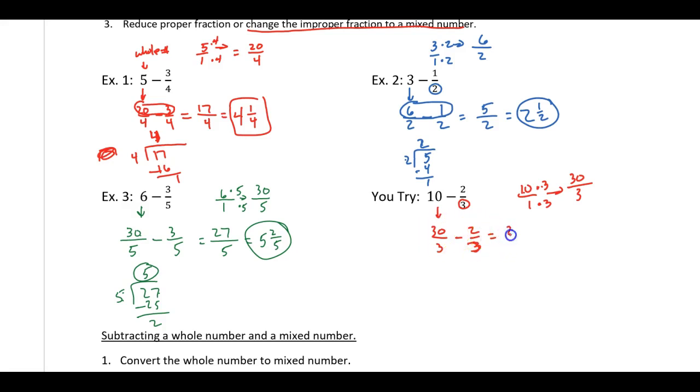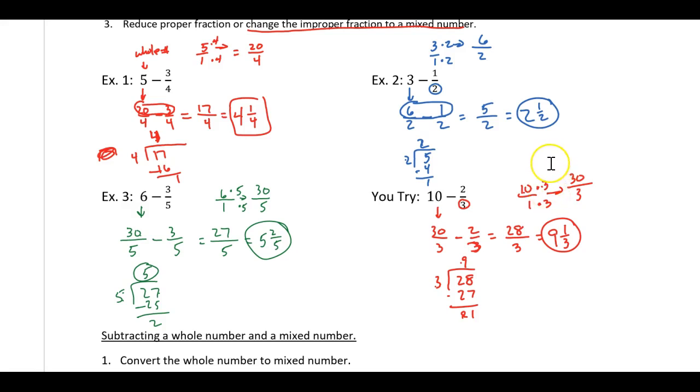30 minus 2 gives me 28. Bring over the 3. 3 goes into 28 9 times, so it's 9 wholes. 9 times 3 is 27. My remainder is 1, so it's going to be 9 and 1/3.